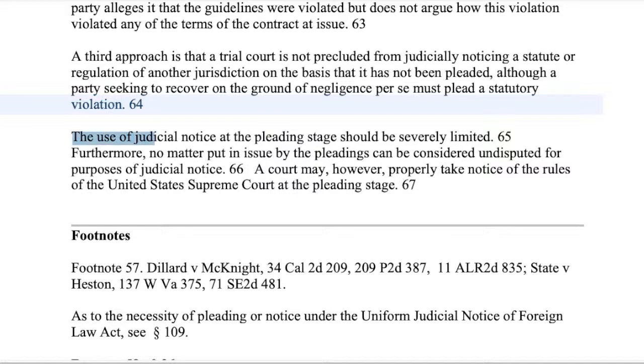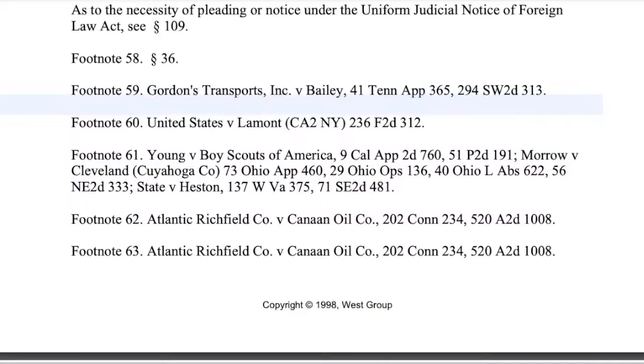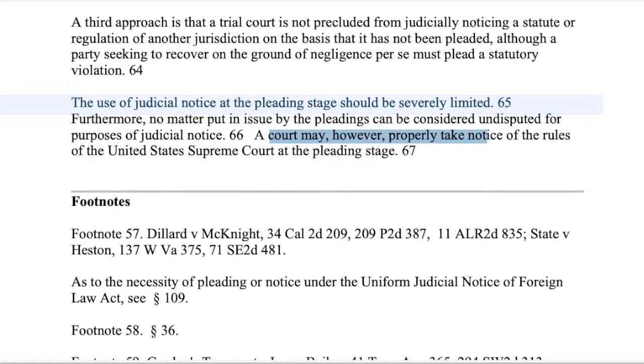negligence there. The use of judicial notice at the pleading stage should be severely limited. Furthermore, no matter put in issue by the pleadings can be considered undisputed for purposes of judicial notice. A court may, however, properly take notice of the rules of the United States Supreme Court at the pleading stage. Wow. Footnote 67, Johnson versus Lehman. That's Pennsylvania Commonwealth. That's an interesting one there. Now that's quite intriguing, and that'd probably be an interesting case to dive a bit deeper into.